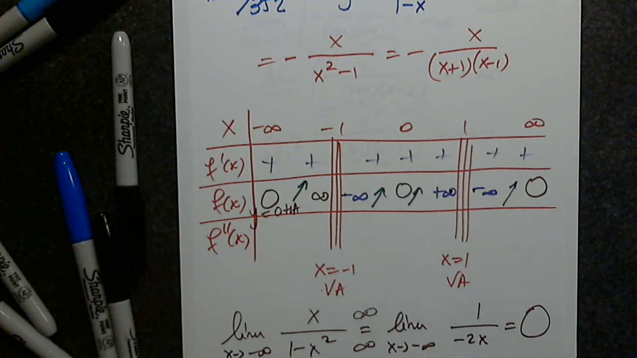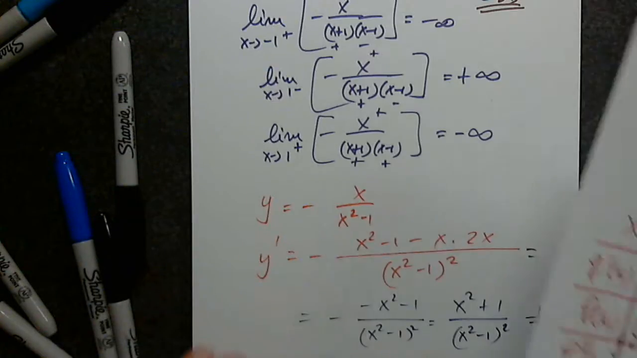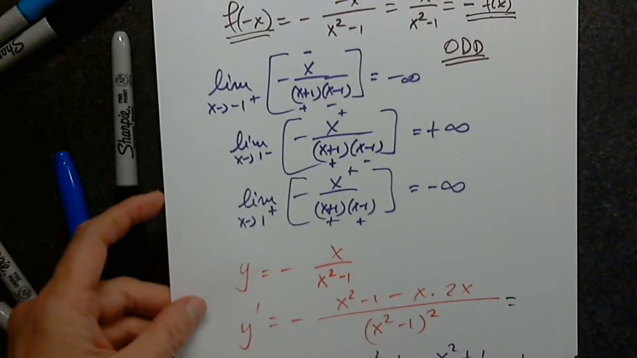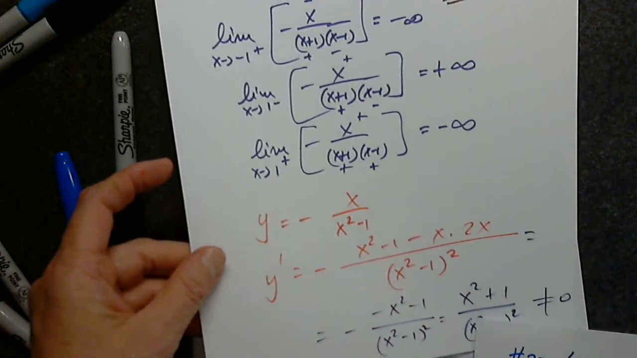So the final step is the second derivative. We determine the symmetry, determine asymptotes, we determine x and y intercepts, we determine increasing, decreasing. We determine that this function doesn't have a max-min. So now we need to identify concavity, and if there is an inflection point. So this is our first derivative.